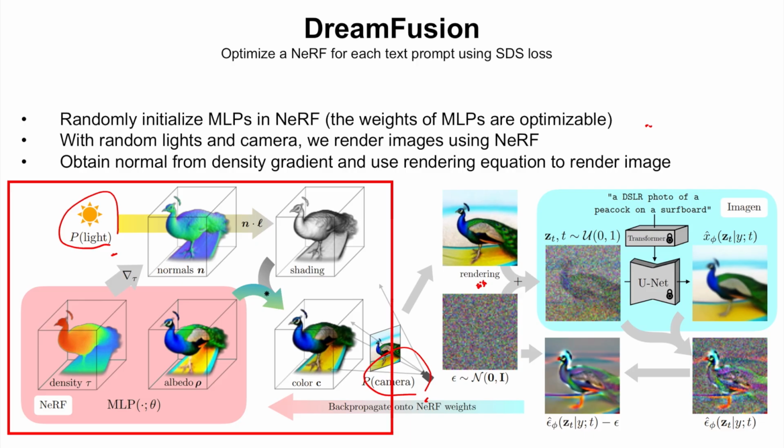And then during the training, we have an estimated density and albedo. And then from the density gradient, we get the normal, and then the shading is obtained by the dot product of the normal and light. This is just the rendering equation, so that we can get the shade. And then by element-wise multiplication of albedo and shading, we can get color. And then we render it. That becomes the rendered image.